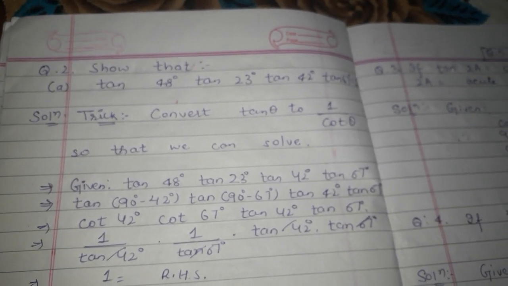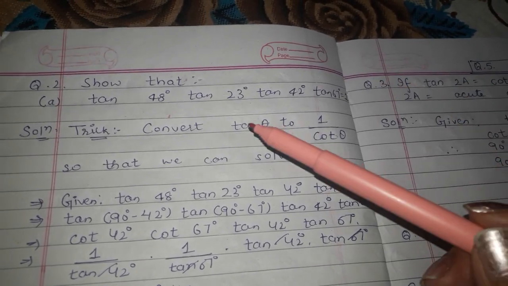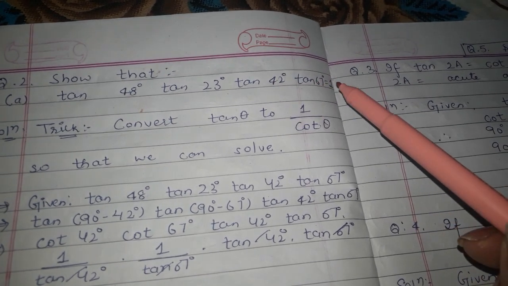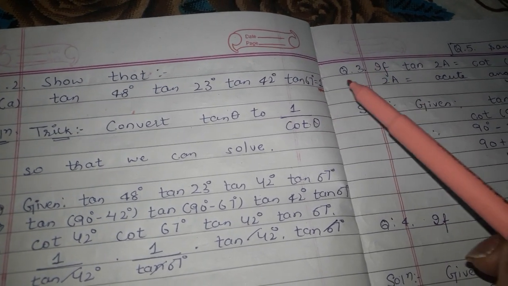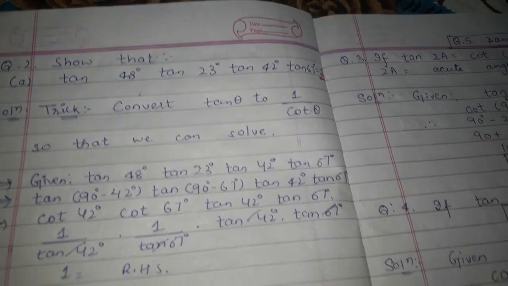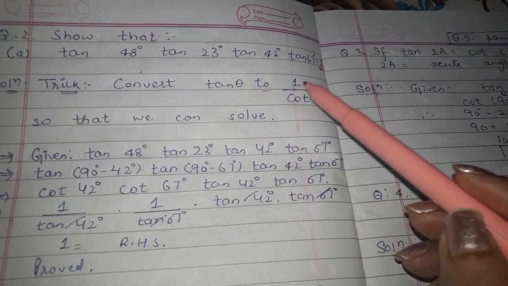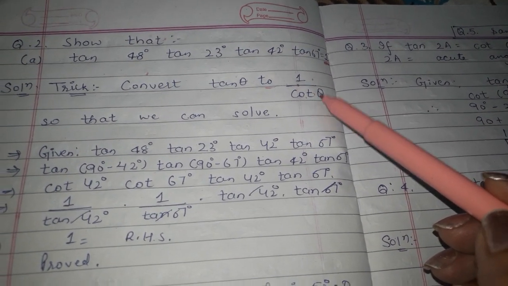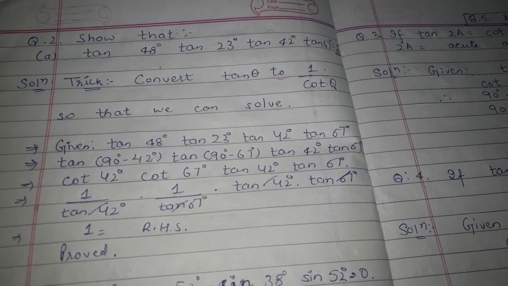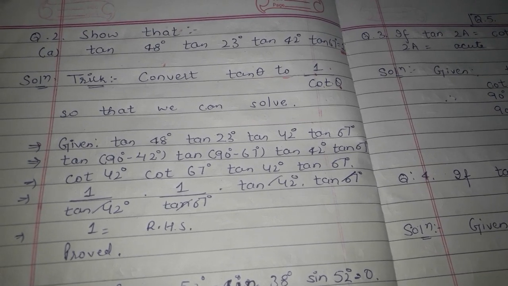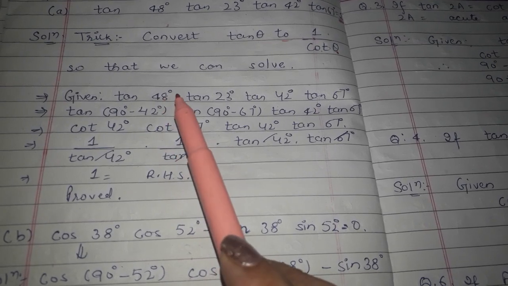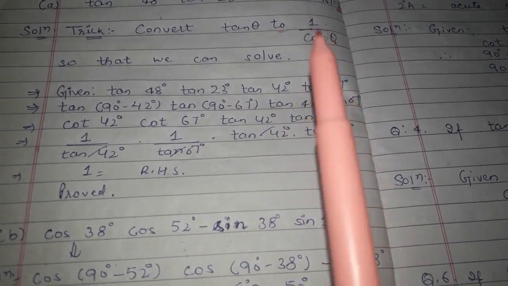Now the next part is, show that tan 48 degrees, tan 23 degrees, tan 42 degrees, tan 67 degrees is 1. We have to show this. Now the trick is to convert tan theta to 1 by cot theta so that we can solve it. I know that tan theta is the reciprocal of cot theta, or cot theta is the reciprocal of tan theta. Now we are given this question. I am taking the left hand side, tan 48, tan 23, tan 42, tan 67.